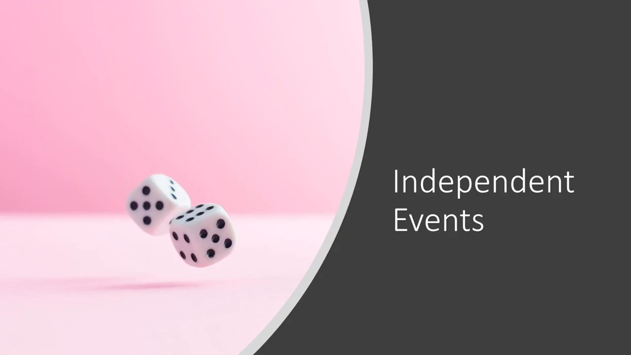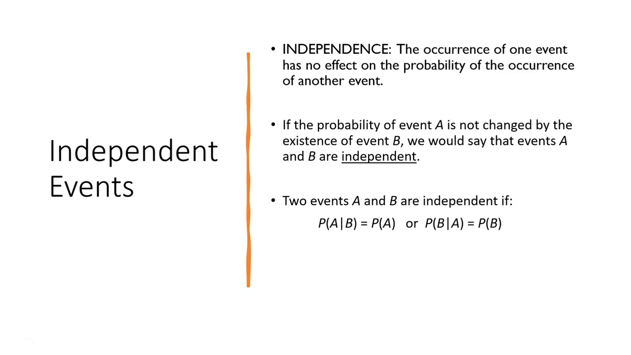Another important topic to talk about with probability is the concept of independent events. Independence is when the occurrence of one event has absolutely no influence on the other event. So, if the probability of event A is not changed by whether or not B occurs, we would say that they're independent. You can test this by looking at the probability of A given B. If they truly are independent, you should still get the probability of A.